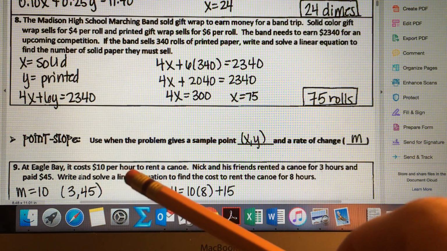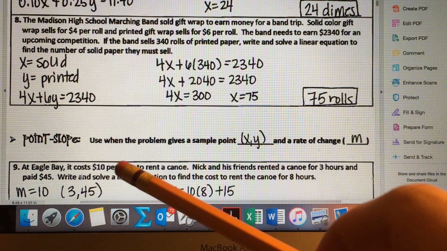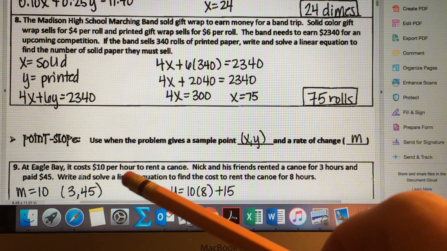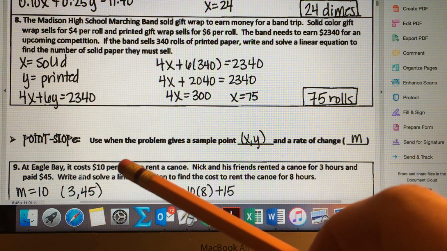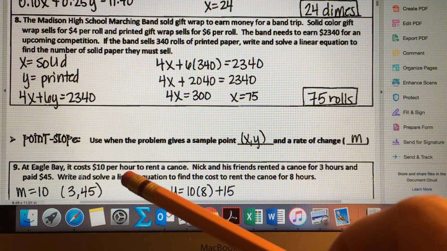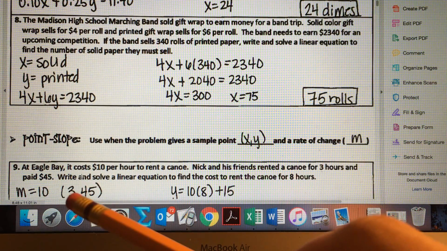Remember, the X is always the hours. So X is always whatever's at the end of your rate. So $10 per hour, so your X is represented by hours. That's always true with these problems. When you have a slope, whatever comes at the end of the per, that's what X needs to represent. So notice how X comma Y, X has to be the number of hours.